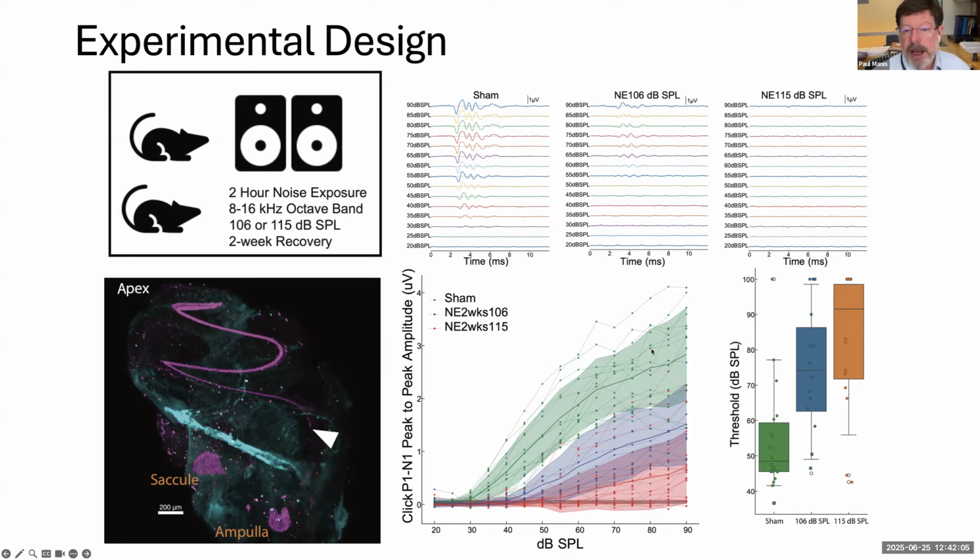So this just shows the input-output functions. The amplitude of the N1P1, this initial wave here, is decreased as a function of the intensity of the noise exposure, and the thresholds generally increase.